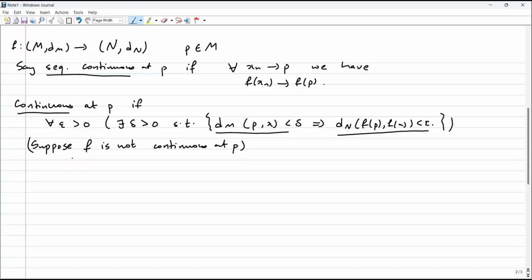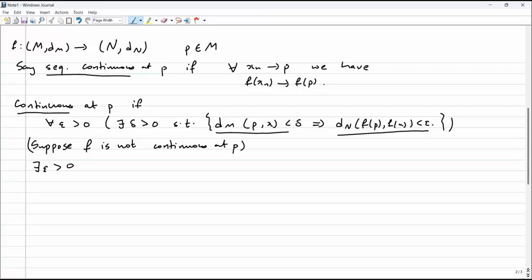So here's how it goes. That's the definition of continuity: for all epsilon greater than 0, something is satisfied. If we assume our function is not continuous at p, then there exists epsilon greater than 0 for which the thing on the right hand side is not satisfied. What does it say on the right hand side? It says that there exists delta greater than 0 for which something happens. The opposite of that would be there does not exist any delta bigger than 0.